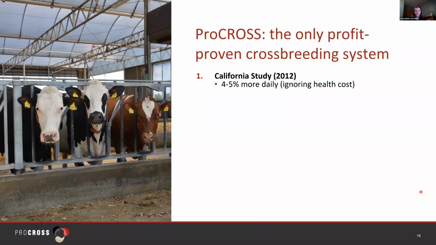Let's talk a little bit about some research. A big picture idea for ProCROSS is that it's more than just theory. Theory about hybrid vigor is great, but it doesn't mean a whole lot if we can't back it by independent research. And ProCROSS has done that at universities, and that research is also peer reviewed in the scientific community.